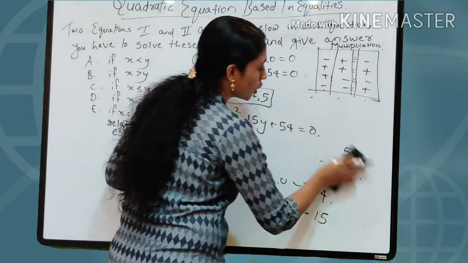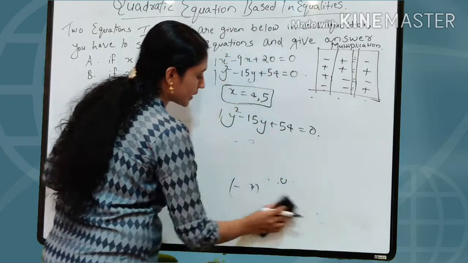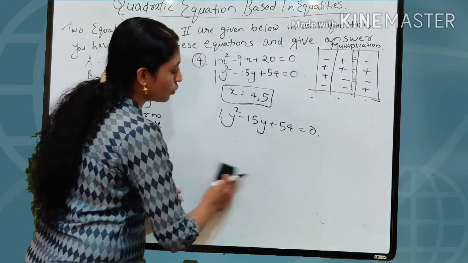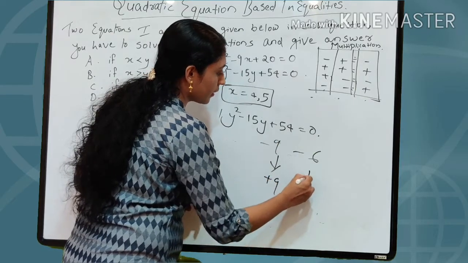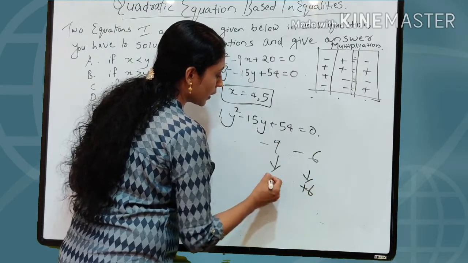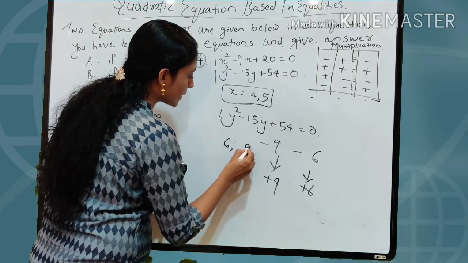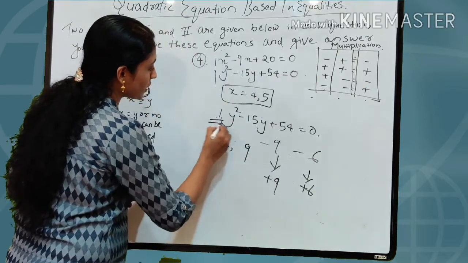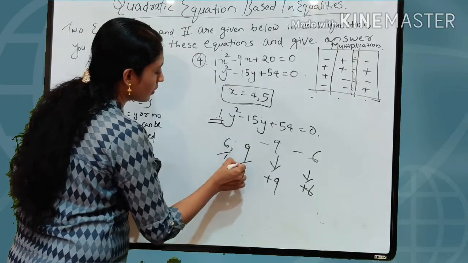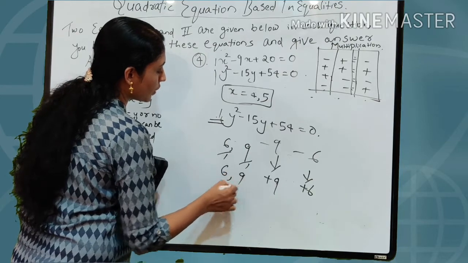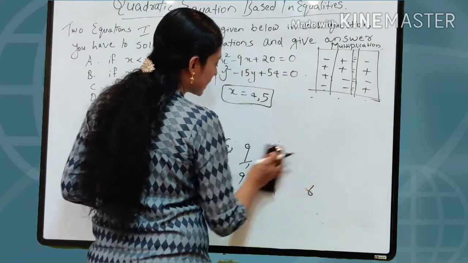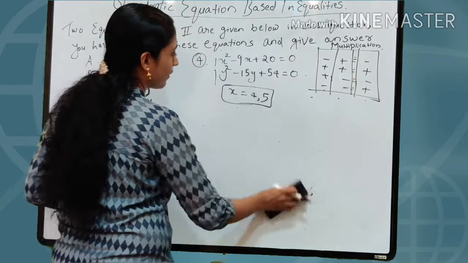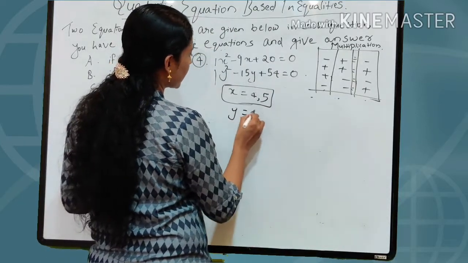Now the numbers we got are minus 9 and minus 6. Understood? So minus 9 and minus 6, take opposite signs: plus 9, and here plus 6. So the required numbers are plus 6 and plus 9, dividing with the y square term. The y square term is 1. So 6 by 1 is 6, 9 by 1 is 9. So we got the value of y as 6 and 9, right? The y value is 6 and 9.